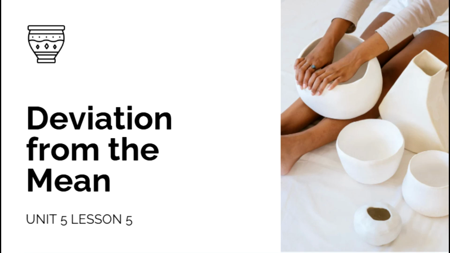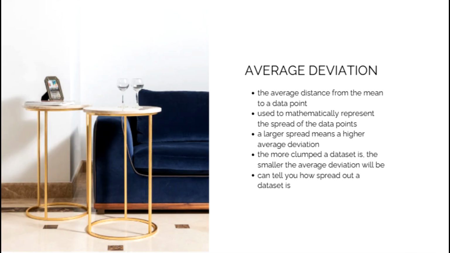This is Unit 5, Lesson 5, Deviation from the Mean. Average deviation is the average distance from the mean to a data point, and it's used to mathematically represent the spread of the data points. So it's all about how far out the data points are from the center, okay?